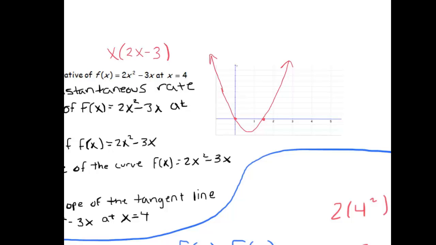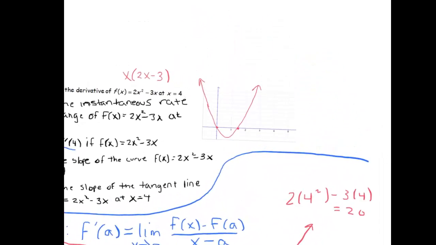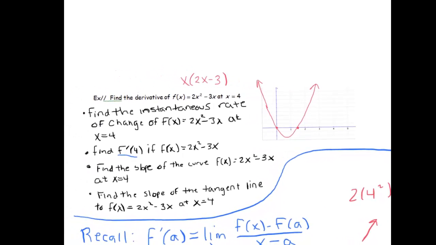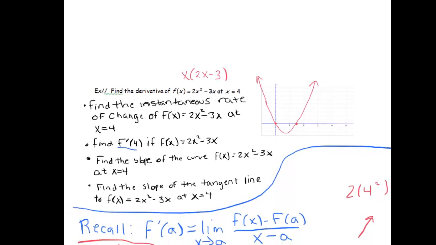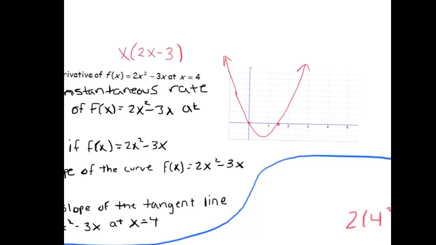And so what we found is that the derivative was equal to 13. What that means is all of these things: that the slope of the curve at x equals 4 is 13. The slope of the tangent line at x equals 4 is equal to 13. So if we sketch in, and you know what, I need to go a little farther out, to actually sketch that tangent line. So I'm going to just extend this a little bit.